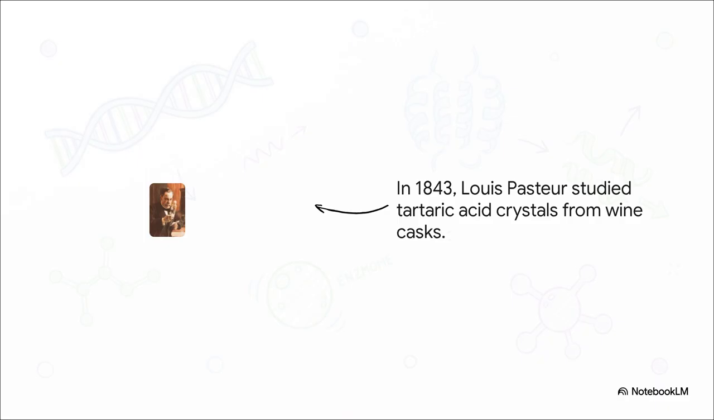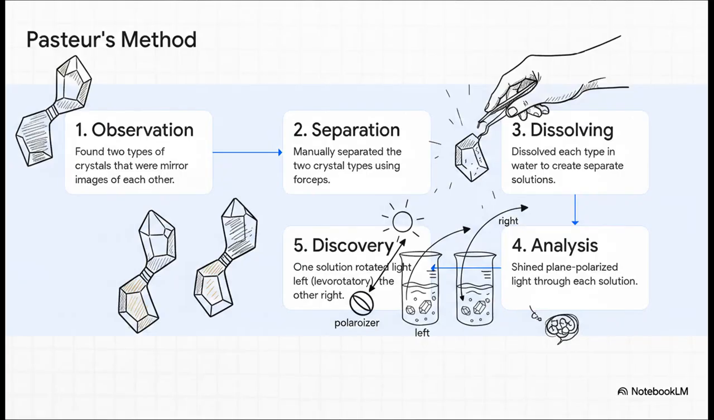So the story starts back in 1843. A young Louis Pasteur is studying something called tartaric acid. It's basically the crystal gunk that gets left over in wine casks. And as he's looking at these little crystals under a microscope, he notices something really tiny and strange that nobody else had ever paid attention to before.